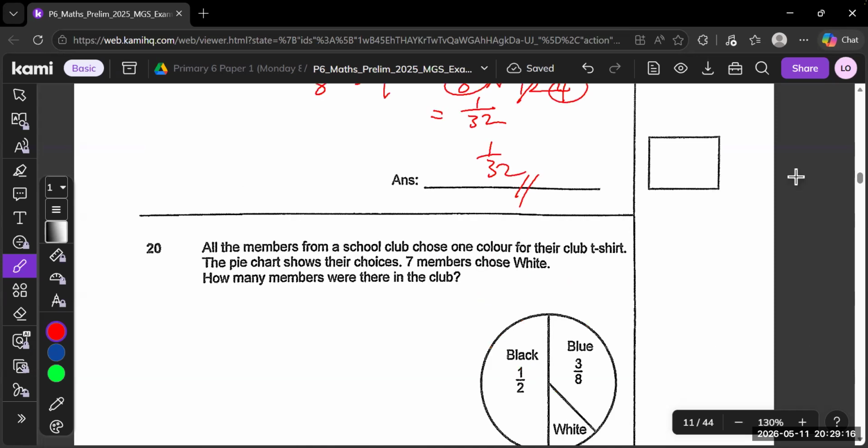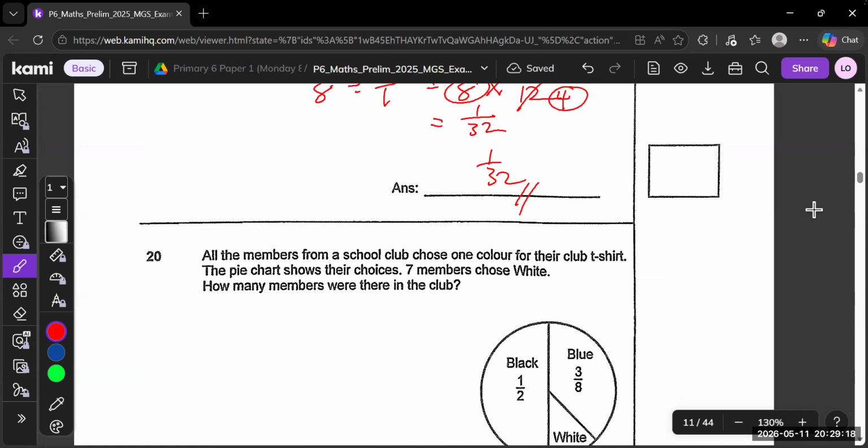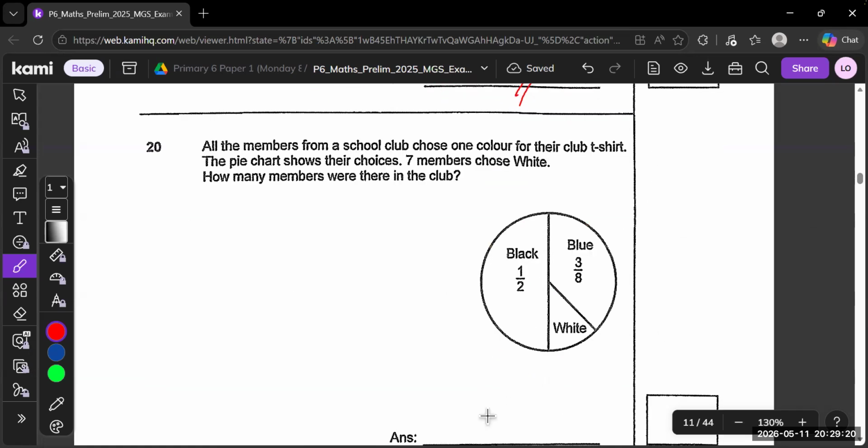Let's go to the next one. Question 20, pie chart. Your answer will be 56. How do we get 56? Again, you can see fraction. Do you want to change to percentage? Usually we use percentage to solve, but sometimes you can also use fraction. So you may want to make the denominator all the same. Then the pie chart is 8 over 8 minus 3 over 8 minus 4 over 8. This is 1 over 8. So you can see that fraction is better than using percentage to solve.